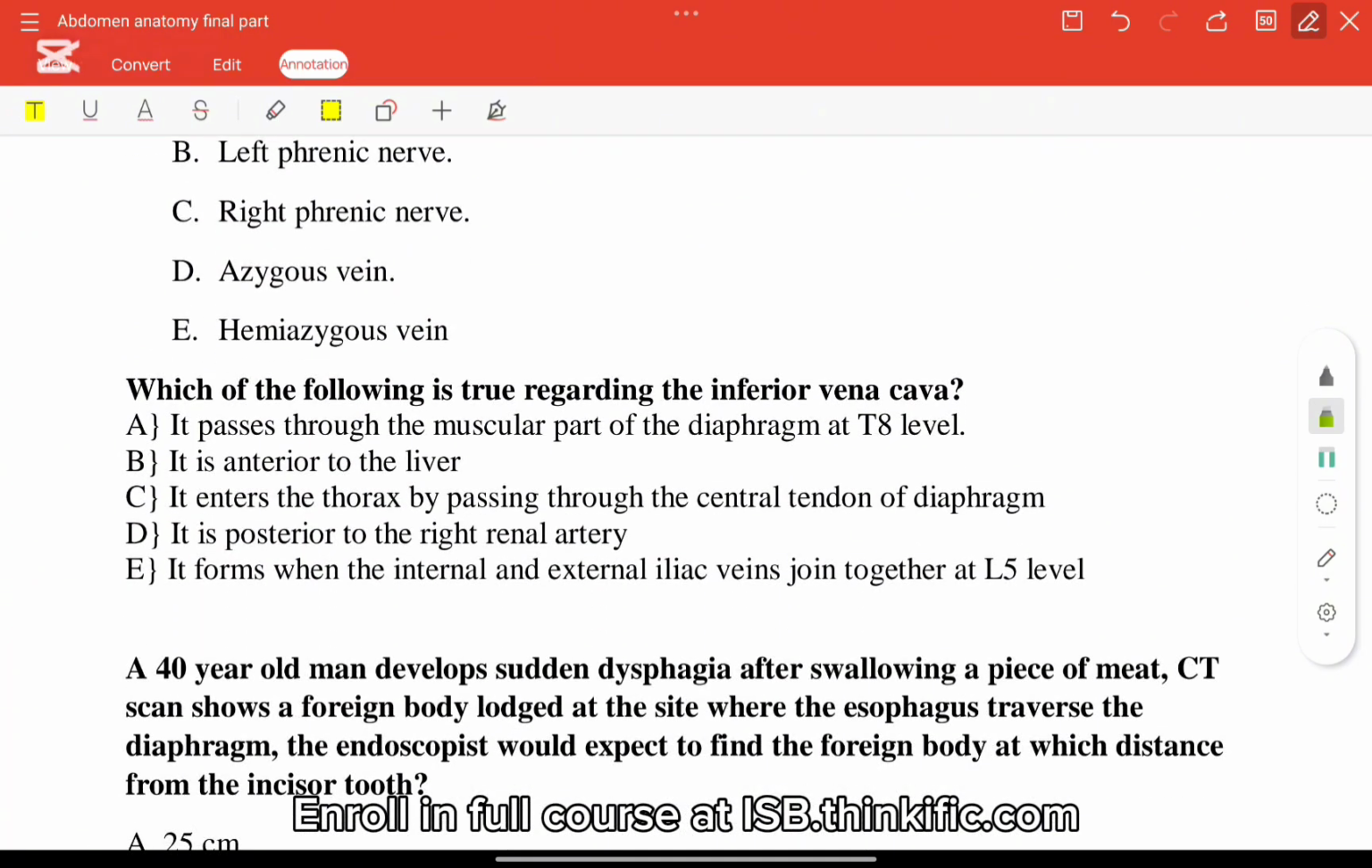Let's keep going. Which of the following is true regarding the inferior vena cava? It passes through the muscular part of the diaphragm at T8 level. This is wrong, because it's not through the muscular part. As I told you, it's through the caval opening in the central tendon of the diaphragm, not through the muscle part, through the tendon part. Is it anterior to the liver? It's behind it, actually. It enters the thorax by passing through the central tendon of diaphragm.